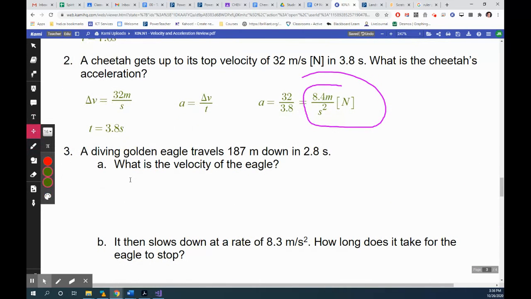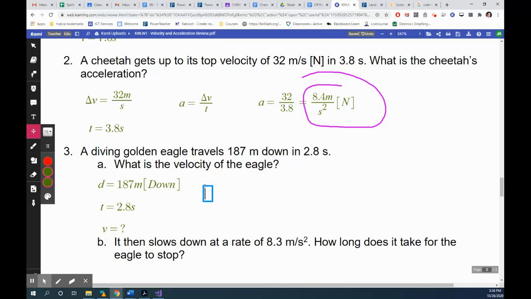A diving golden eagle travels 187 meters down in 2.8 seconds. All right, so what are we given? We're given a displacement of 187 meters down. We're also given a time. Time equals 2.8 seconds. And we want to find the velocity.